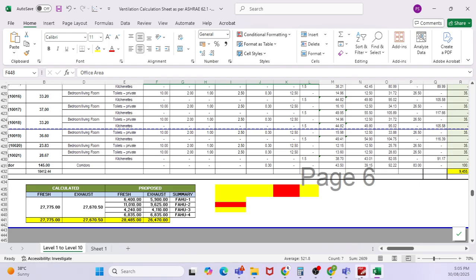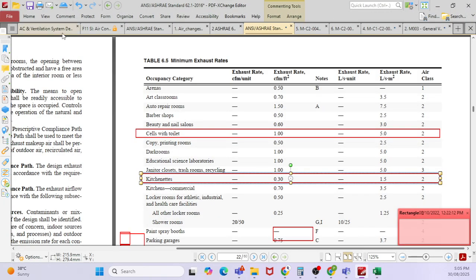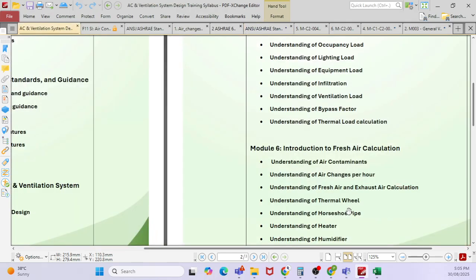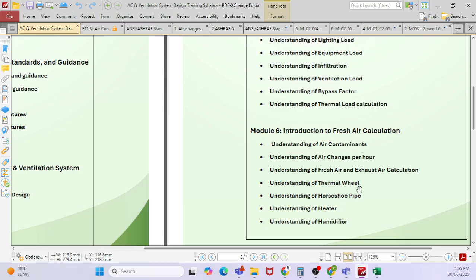Okay. Clear. And we will see in the next class. Maybe the next class we will continue next week, and I will be explaining the purpose of the thermal wheel, the purpose of the horseshoe pipe, the purpose of the heater, the purpose of the humidifier, and the purpose of the cooling coil as well.